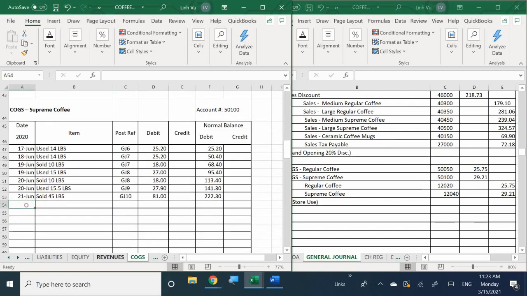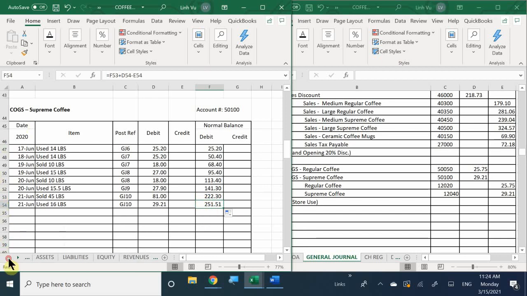Same thing for my Supreme coffee here. 21. We used 16 pounds. LBS. Okay, general journal number 10. And we sold 29.21. So, what is my new ending balance? 58.32. What? 251.51. No worries, good.